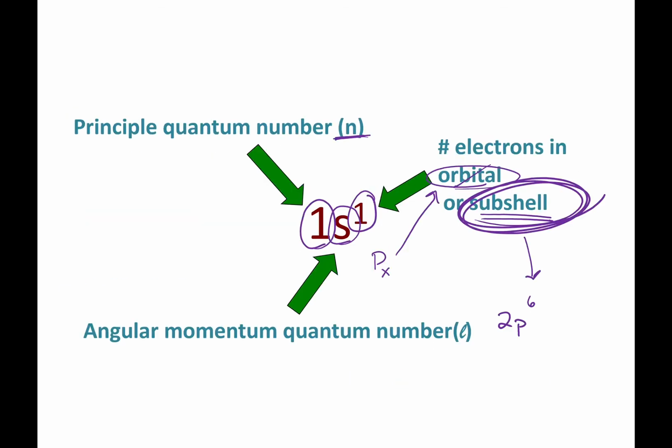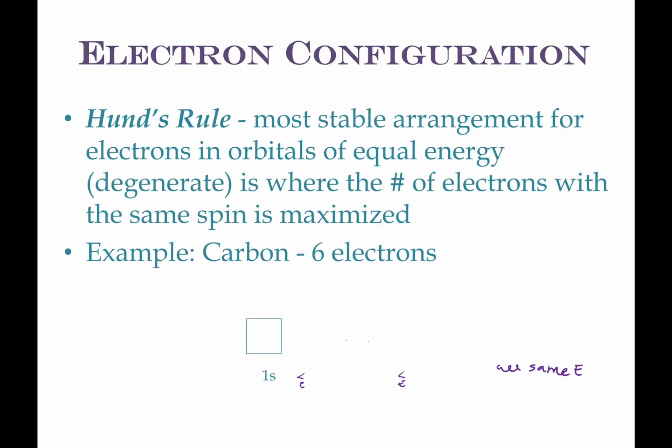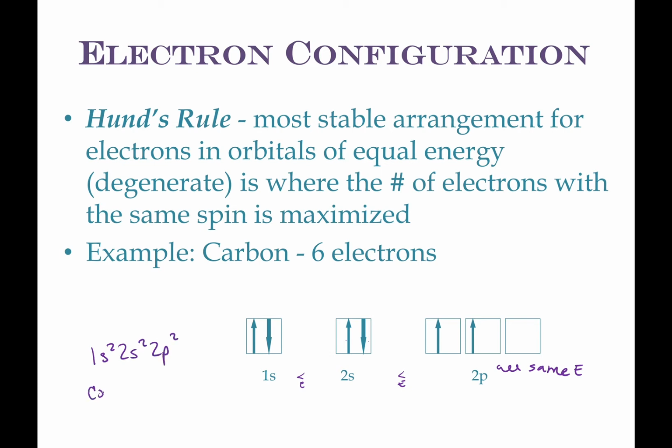I'm not sure why that just happened. Let's try again. I can always write it if I need to. Okay, I'll just write it. Darn electronics, 1s2, 2s2, 2p2. So that's our condensed electron configuration.